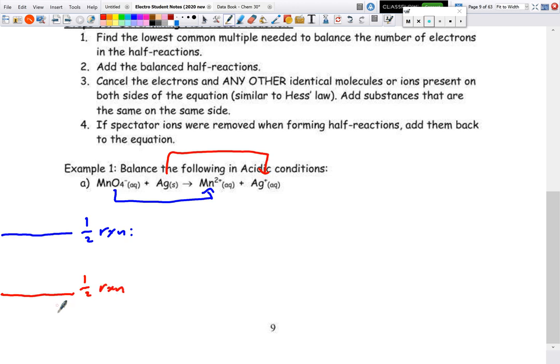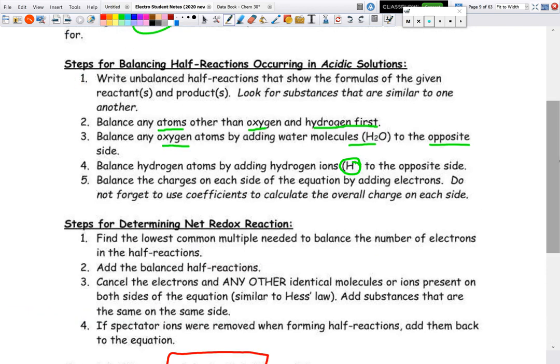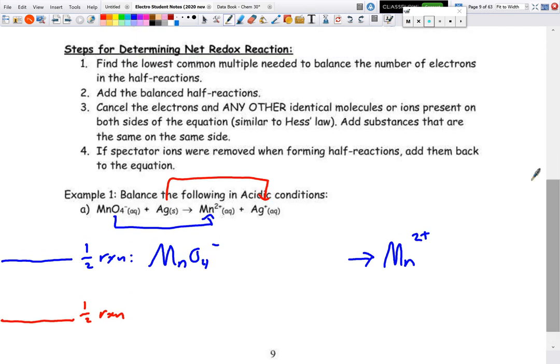So for our permanganate example, we are starting with MnO4 minus, something's happening to it, and it turns into Mn2 plus. So our first step is to write out the unbalanced half reactions. In this case, I'm just going to deal with the permanganate one first. So this is our unbalanced half reaction. We've got MnO4 minus going to Mn2 plus.